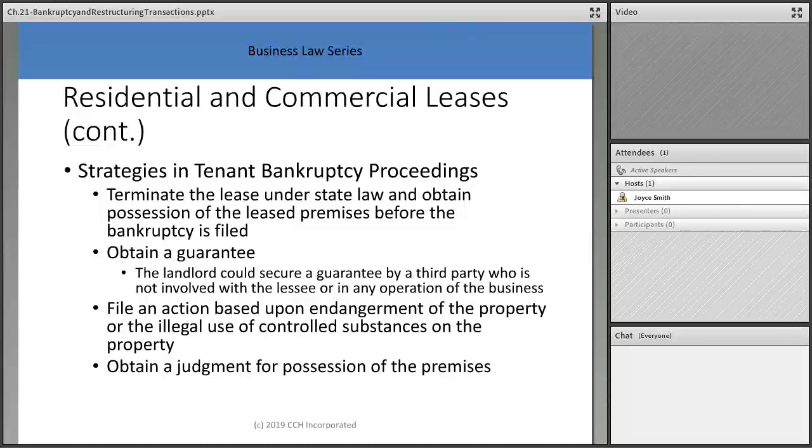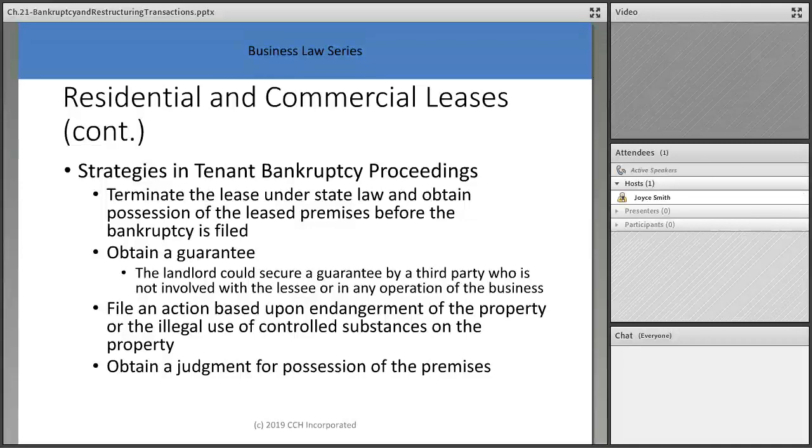Strategies, again: terminate the lease under state law and obtain possession of the leased premises before the bankruptcy is filed. Good luck. Obtain a guarantee. File an action based upon the endangerment of the property for illegal use of controlled substances. Okay, there you go. What were they doing in the property? What led to all this?